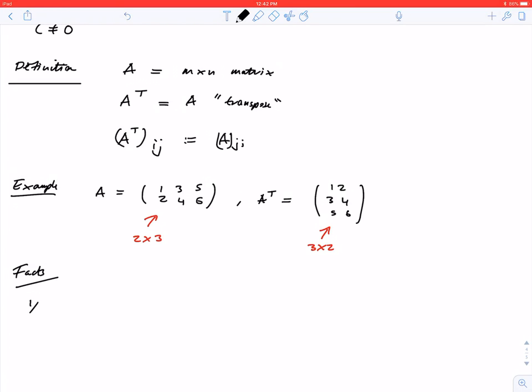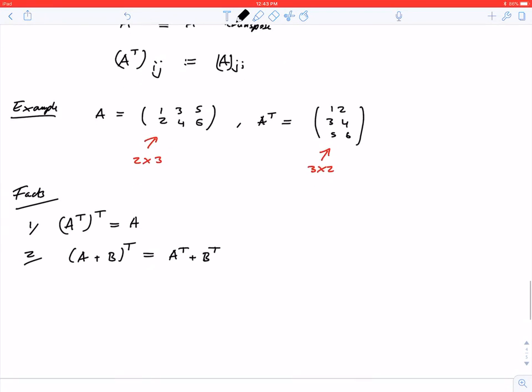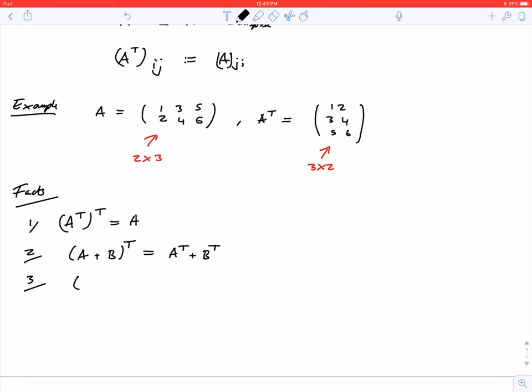Most of these are pretty obvious. A transpose transpose is A again. Not much of a surprise there. It behaves very nicely when it comes to addition. If I have two matrices of the same size, I sum them, take the transpose, that is the sum of the transposes. It behaves very nicely with scalar multiplication. You can just take the constant out the front.